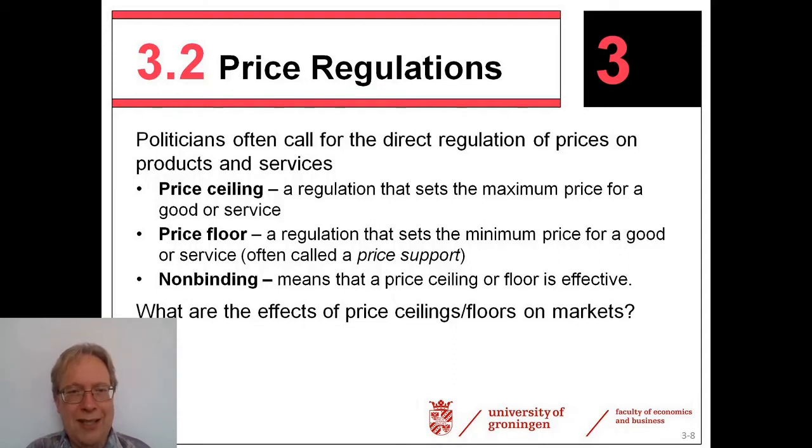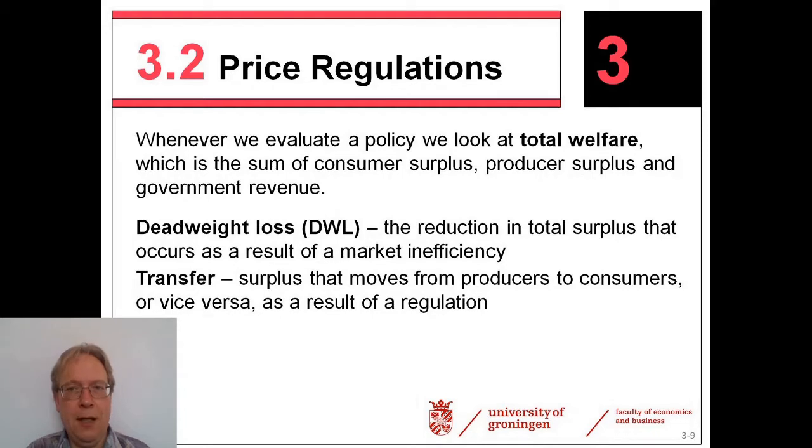And we're going to be interested in price ceilings and price floors that are binding, right? If they're non-binding, they simply don't have an effect, so that's not really interesting. So what we are interested in is what are the effects of price ceilings, price floors on markets, and especially on who benefits, who gets what, and what is the total surplus, the total welfare. Okay. We're going to look at total welfare. That will be the sum of consumer surplus, producer surplus, and government revenue. I haven't looked at government revenue yet, simply because I didn't have anything so far.